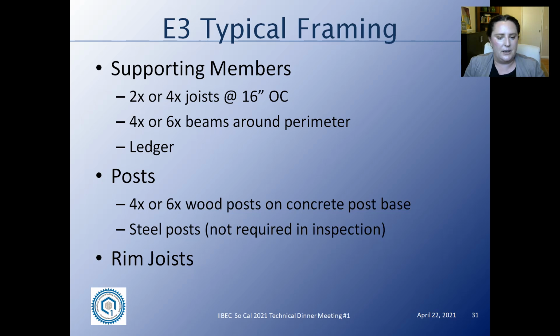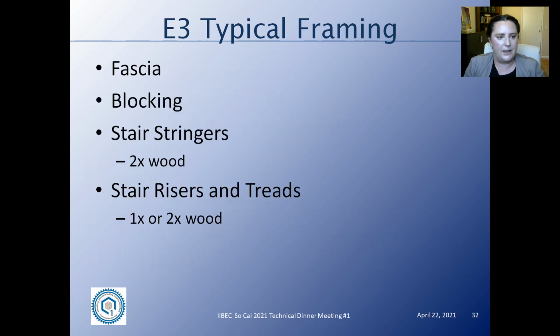Rim joists a lot of times are part of this. Fascia, blocking. If you're looking at stairs, you can have stair stringers, which could be 2x wood framing, and risers and treads, which could be 1x or 2x wood.